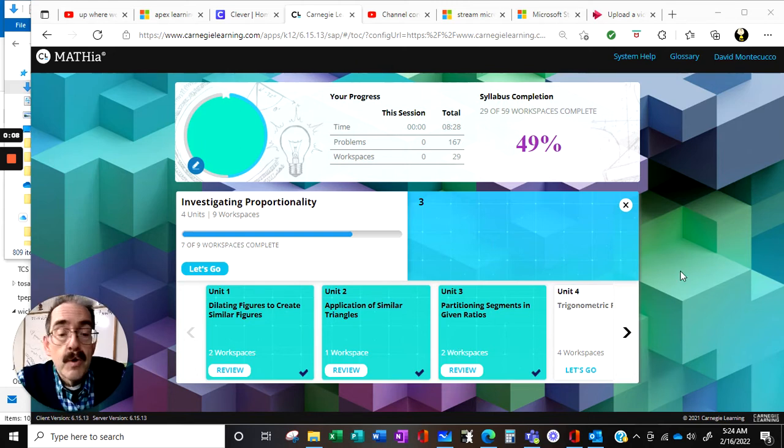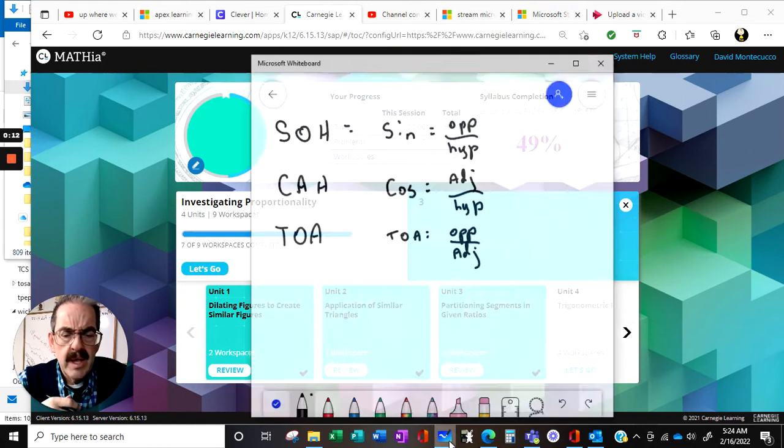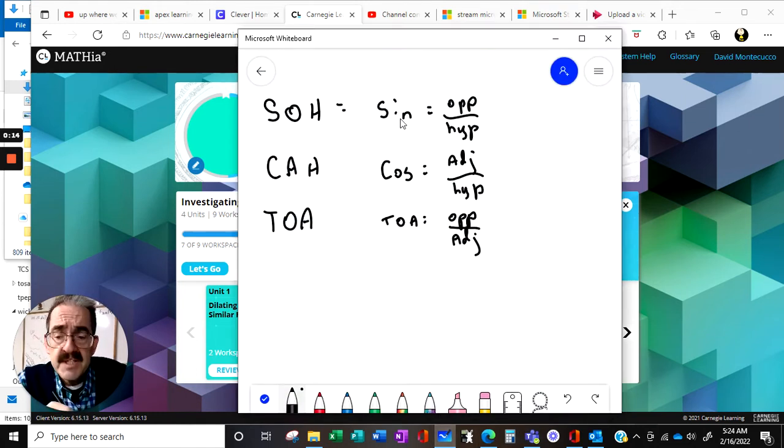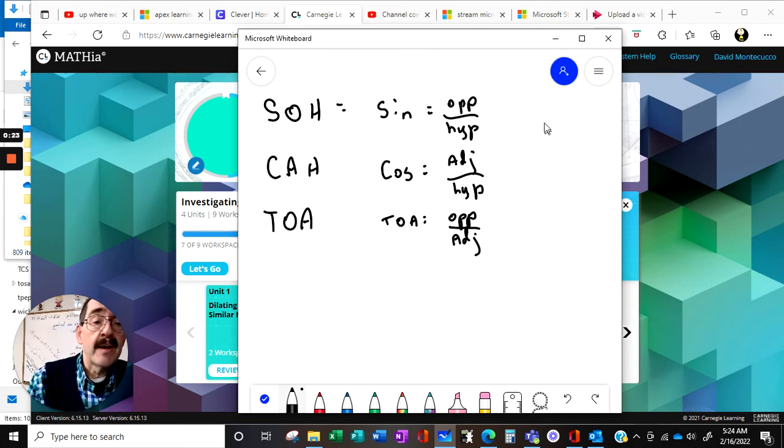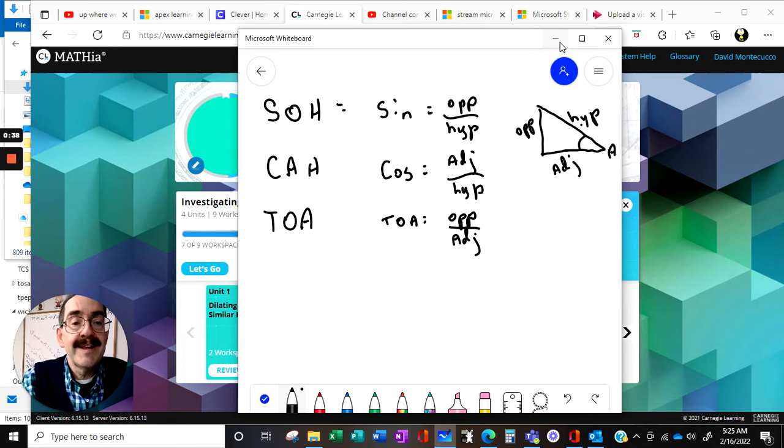Okay? So, we have been starting this idea of SOHCAHTOA. Trigonometry. The sine of an angle is the opposite over the hypotenuse. The cosine of an angle is the adjacent over the hypotenuse. And the tangent of an angle is the opposite over the adjacent. So let's use this angle A right here. That makes this the OPP, that makes this the ADJ, and that makes this the hypotenuse. Okay, let's get started.